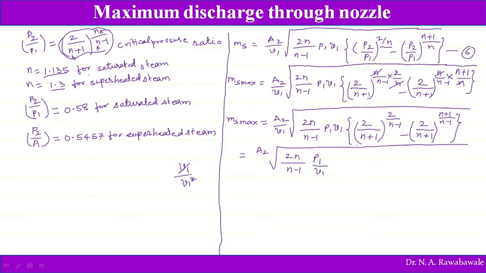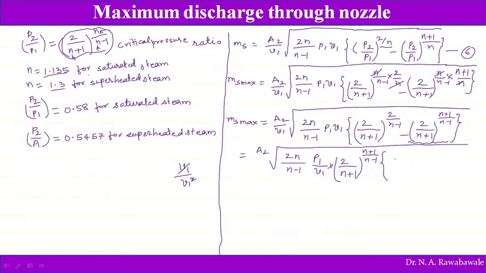From this bracket we are going to take common the term (2 divided by n plus 1) to the power of n plus 1 divided by n minus 1. Taking this second term as common, we take it outside the bracket. So this can be written as (2 divided by n plus 1) to the power of n plus 1 divided by n minus 1, in bracket.